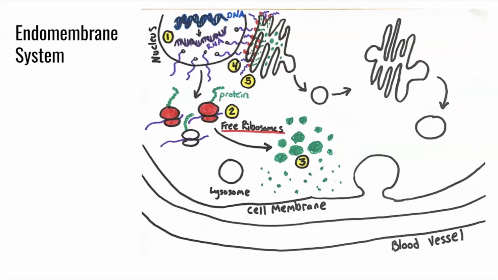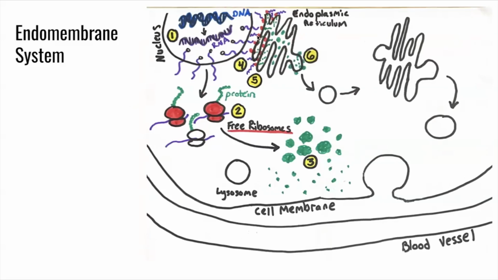Now, the fourth and fifth steps are very related. They're very close together here. So the fourth step is where the RNA is actually going to leave the nucleus and go to a different location. The RNA is going to go into the endoplasmic reticulum. The endoplasmic reticulum is where bound ribosomes are going to be stuck to the membrane. And these bound ribosomes are going to take the sequence of RNA and turn it into protein, but it's going to be different proteins.